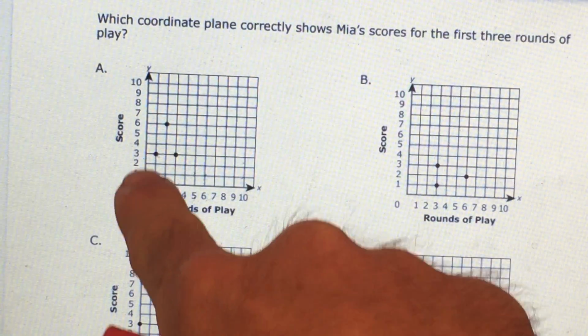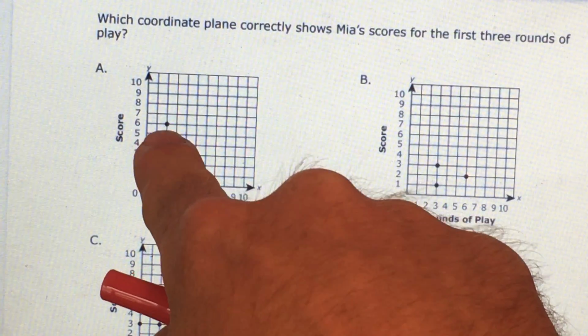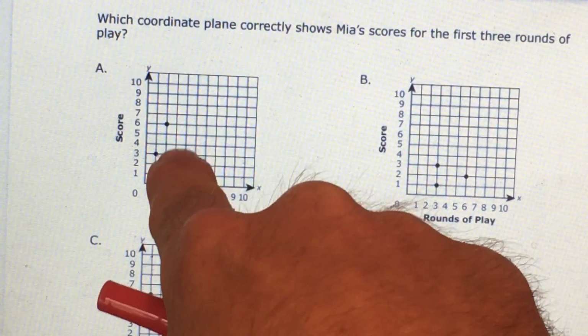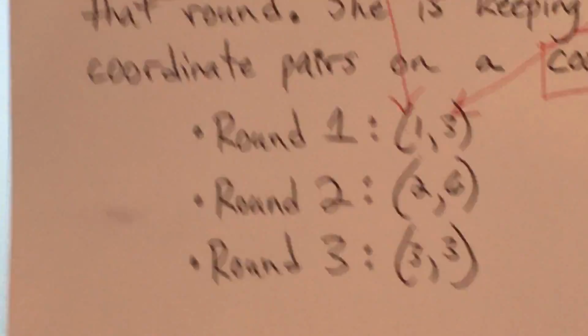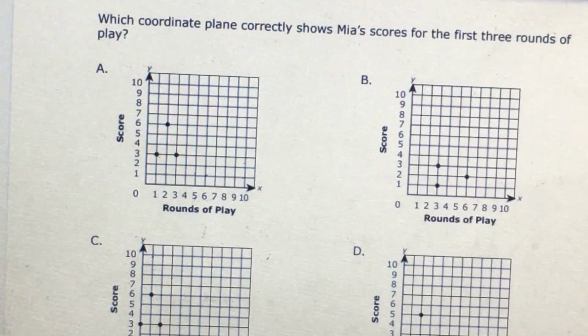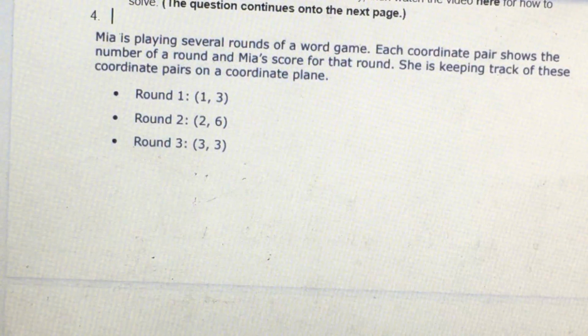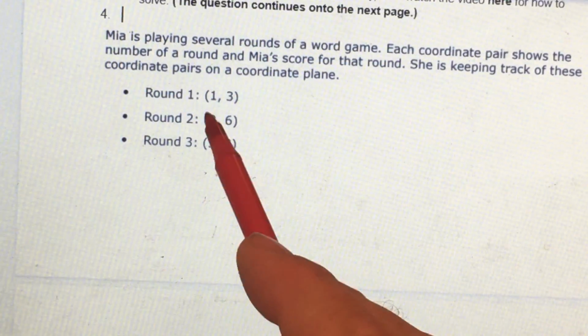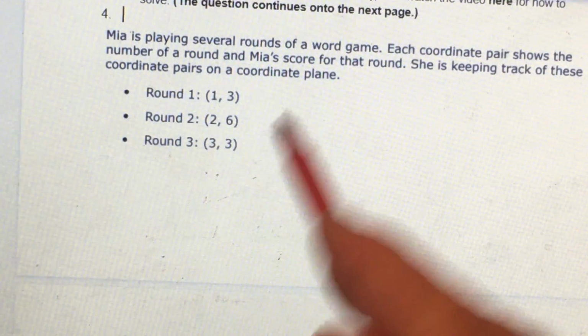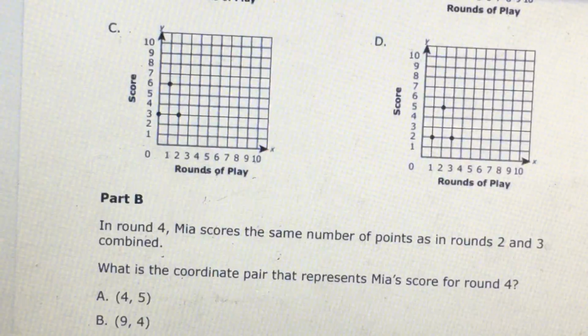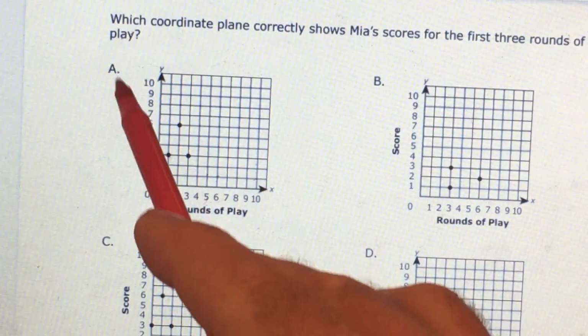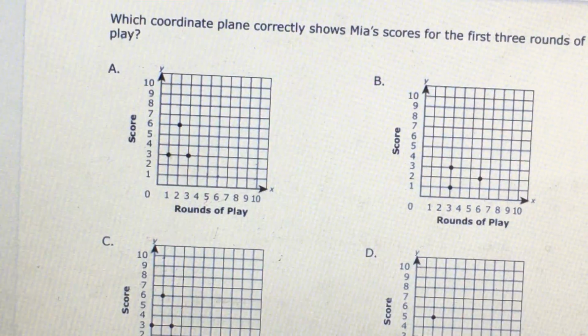It shows round 1, score 3. Round 2, score 6. And round 3, score 3. So that is exactly what it said on this first part here. Okay? Round 1, score 3. Round 2, score 6. Round 3, score 3. So part A is correct for part A. So part A, the answer is A.